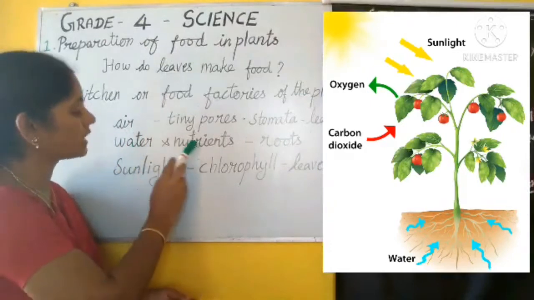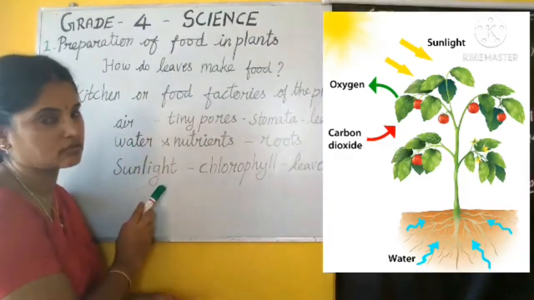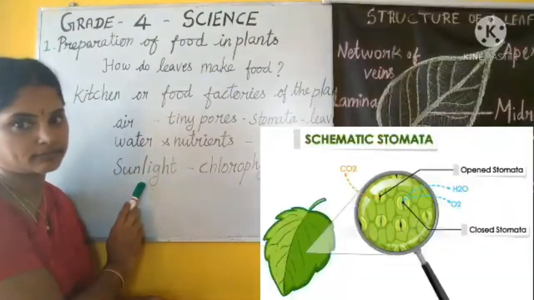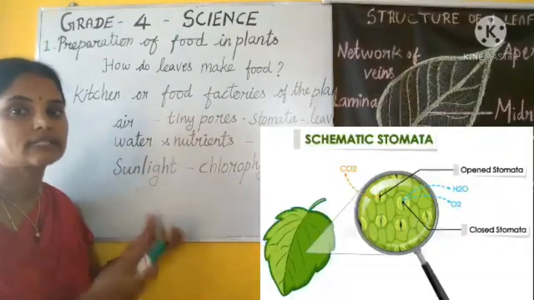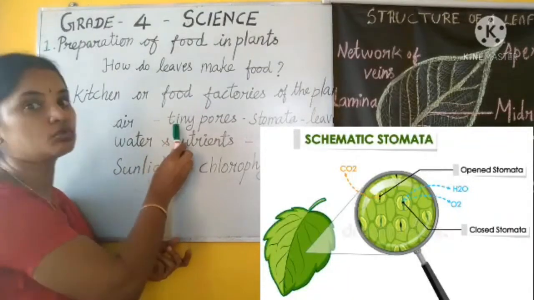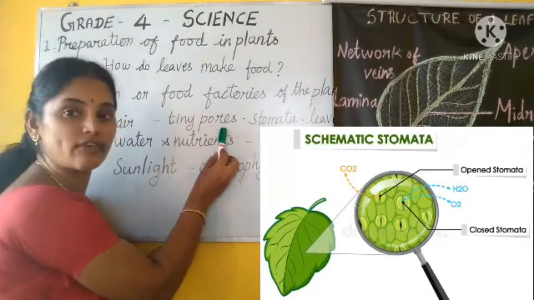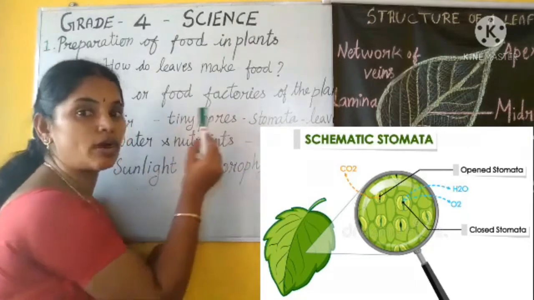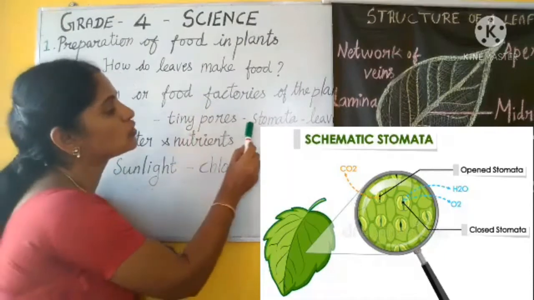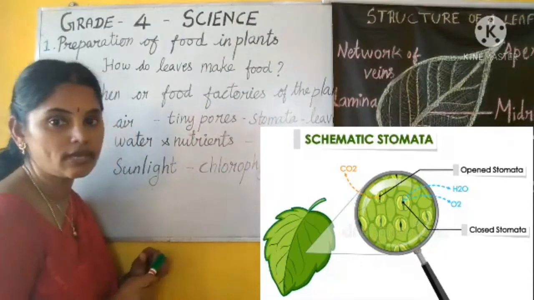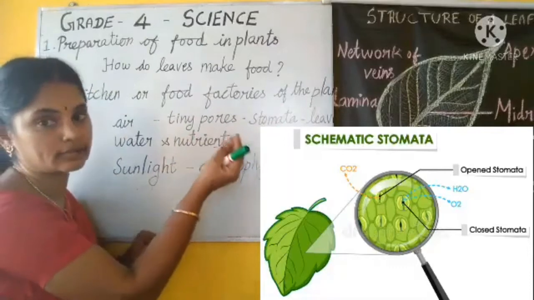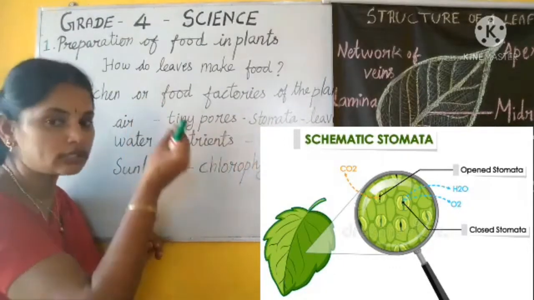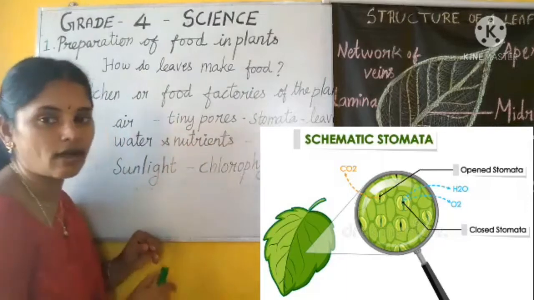So what things are needed for the plants to prepare their food? Air, water and nutrients, sunlight. How do plants receive air? Through the tiny pores. Where are the tiny pores present? In the leaves. What is the name of the tiny pores? Stomata. Okay. Many tiny pores are there on the leaves. We call those pores stomata.